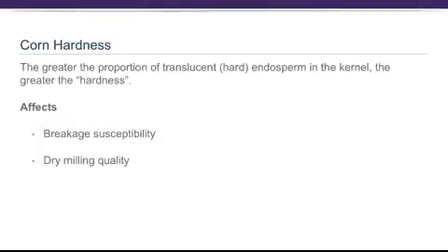Usually the harder kernels will be more resistant to breakage and better in dry milling quality. The harder kernels tend to give better yields of what we call flaking grits during the dry milling process, and that's desirable for the dry milling industry. They like to have large flaking grits because they can always make smaller grits from the large ones, but they certainly can't make larger ones from small ones.